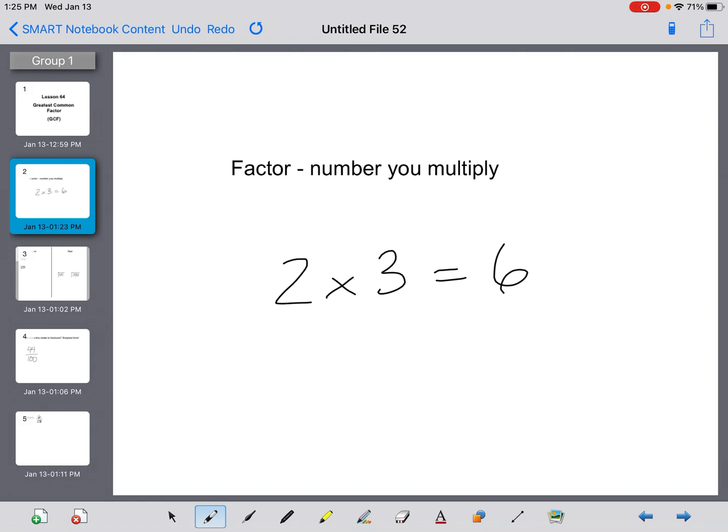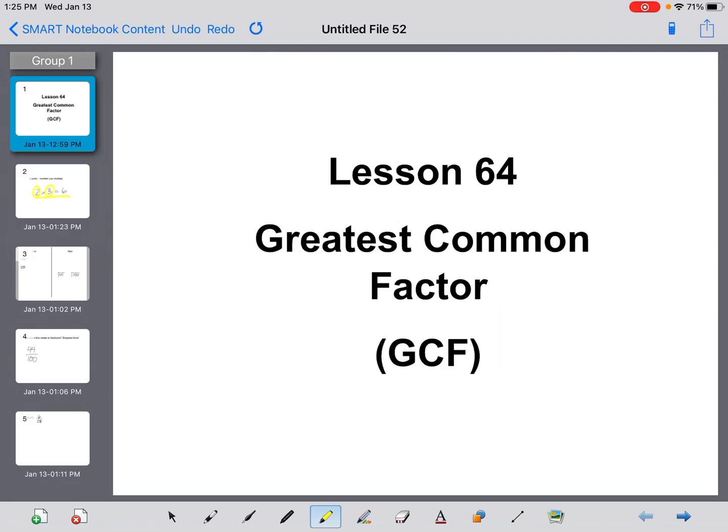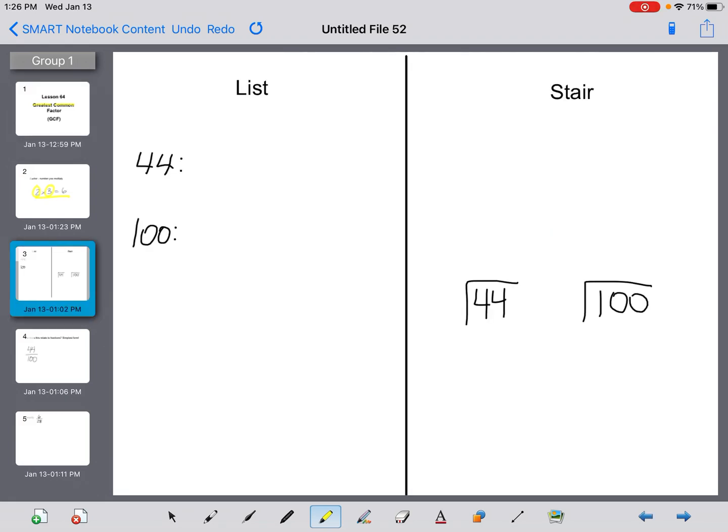A factor, remember, is a number that you multiply. So in my example here, 2 times 3 equals 6. 2 and 3 are both considered factors of 6 because you can multiply them to get a 6. Okay, so a factor is just a number that you multiply. So when we're looking for the greatest common factor, we are looking for the biggest matching factor. Maybe you remember this, maybe you don't, but we learned 2 different methods for finding the greatest common factor. The first method was the list method, okay?